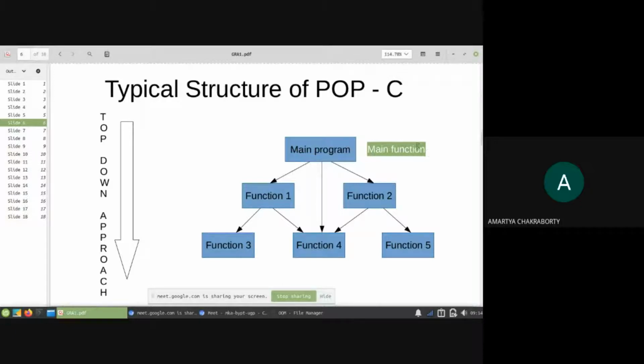So it may so happen that the main program calls function 1 and function 1 calls function 4, or it may so happen, as per our requirement, that the main program directly calls function 4, right? So this sort of flow is called a top-down approach. As you can see on the left side of the screen, we have written that this sort of flow of control is called a top-down approach, right?